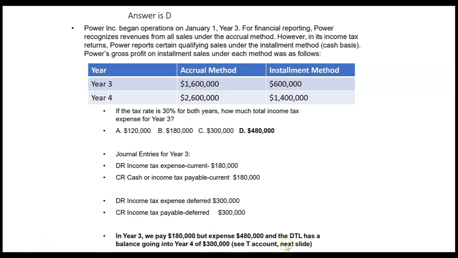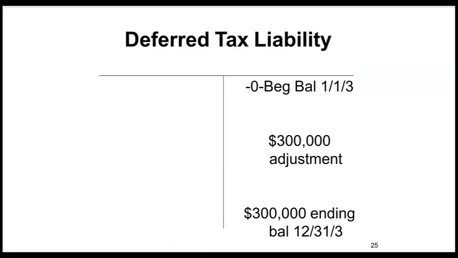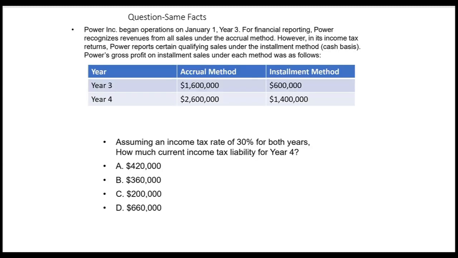Also keep in mind the DTL has a balance going into year 4 of $300,000. Keep that T account handy because now we're going to go into year 4. Your T account for deferred tax liability should look like this right now, with a $300,000 ending balance at 12/31 year 3, which is going to become the beginning balance of 1/1 year 4. Now with the same facts, we're on to year 4. Assuming an income tax rate of 30% for both years, how much is current income tax liability for year 4?